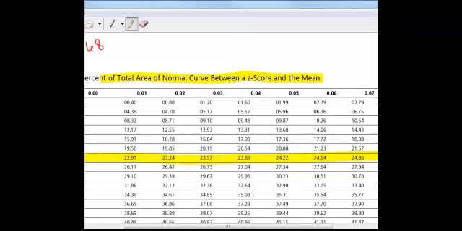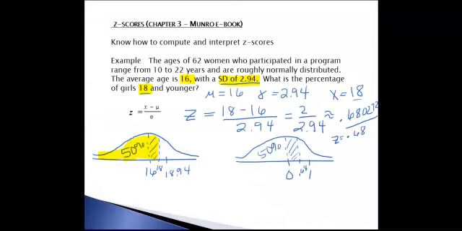So 25.17, that's the percent of the data that's between the z-score and the mean. So let me do it in red. 25.17% of the data is there. And same here. It's the same thing on both of these with the area under the curve.